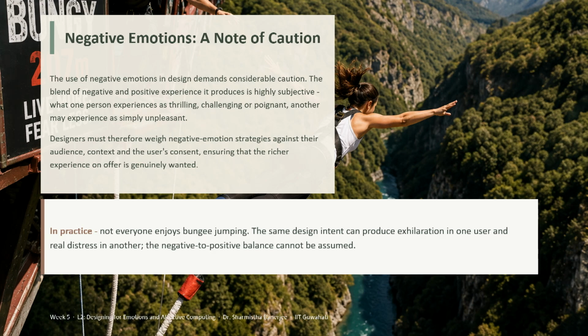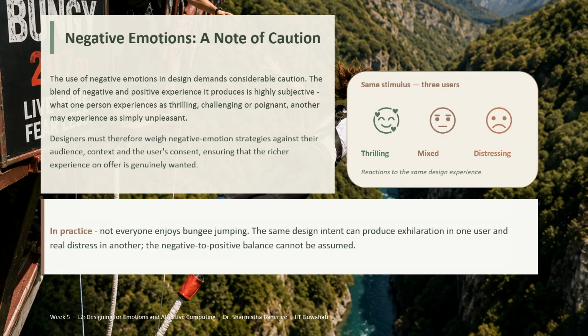Designers must therefore weigh negative emotion strategies against their audience, context and the user's consent, ensuring that the richer experience on offer is genuinely wanted. So the same stimulus can be thrilling for somebody, can have mixed feelings for somebody and can be extremely distressing. So let's say you have a documentary where the negative emotion starts the whole thing. You have to put a clear disclaimer that there are disturbing things, and if you have XYZ, then please use your discretion to go ahead with this series.